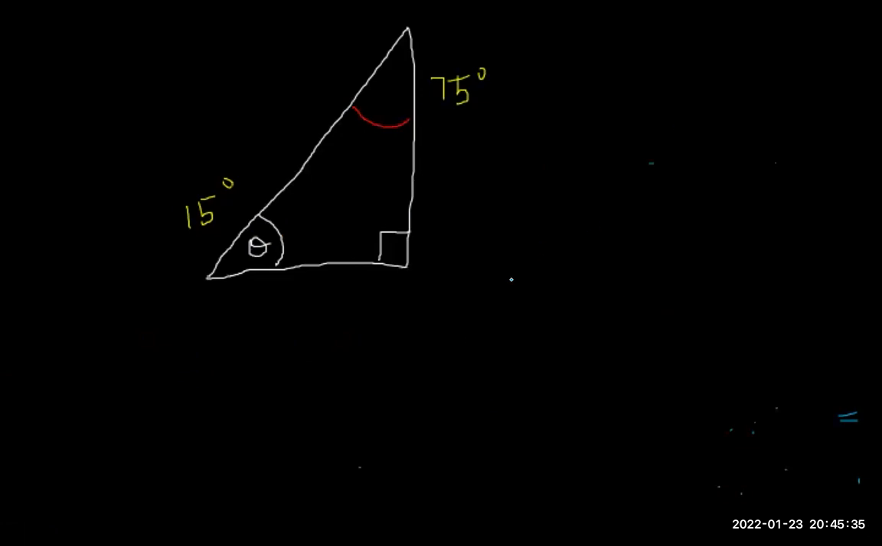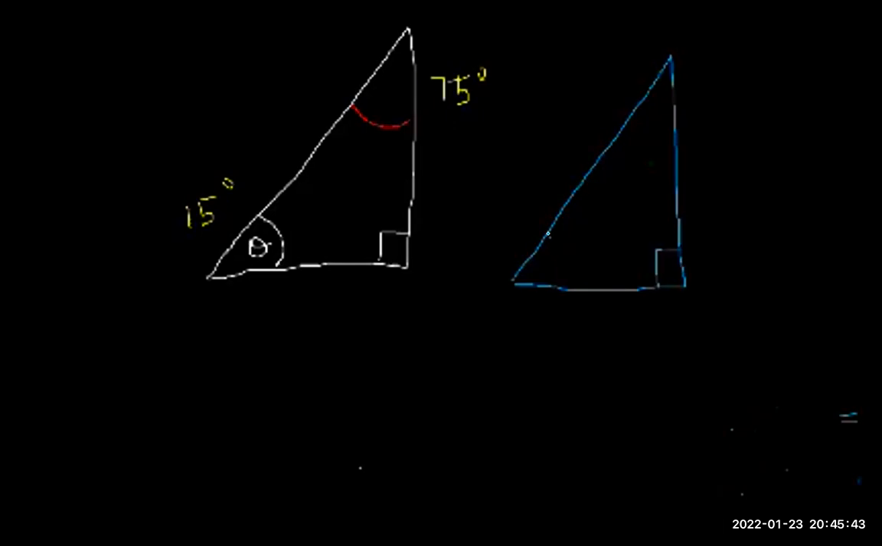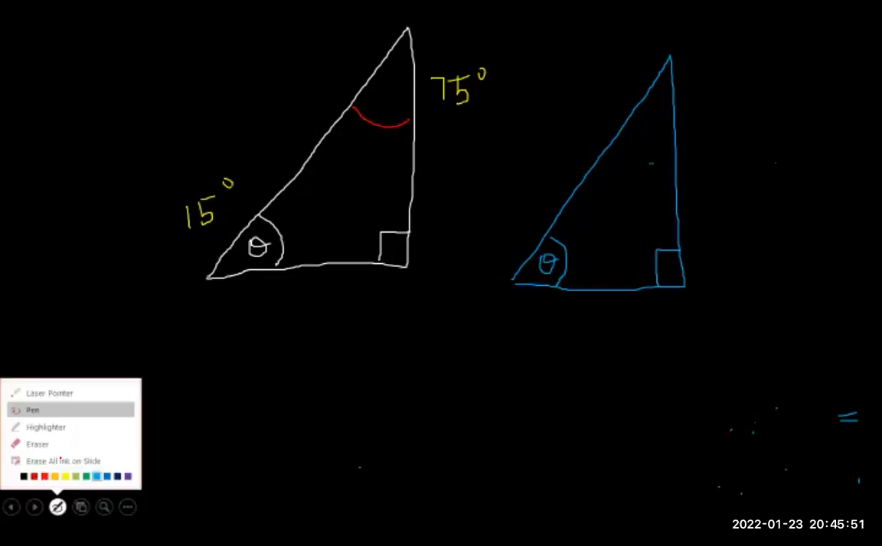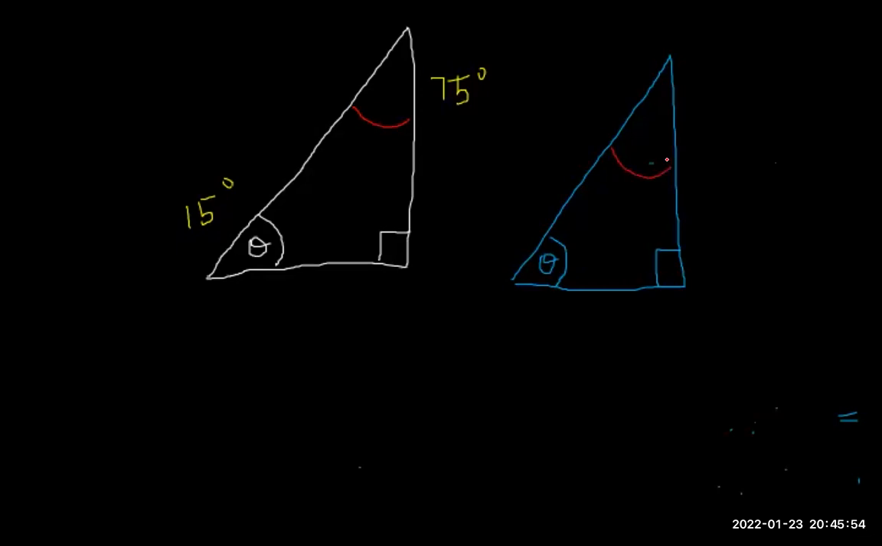What I wanted you to pick up on was that if I have a right angle triangle, I know that the sum of all three angles is supposed to give me 180. I know that this is already 90. And if I have an angle theta, and I know that these two angles must always sum to 90, it means that this angle right here is 90 degrees minus whatever theta is.